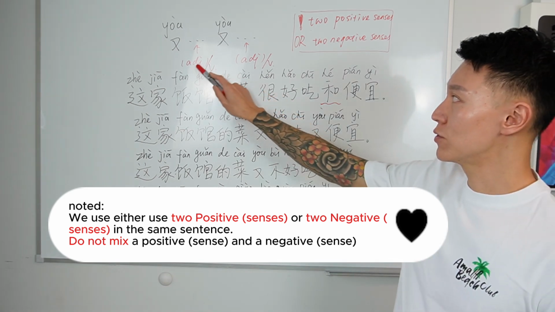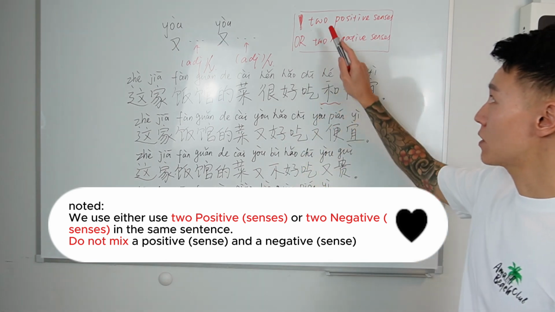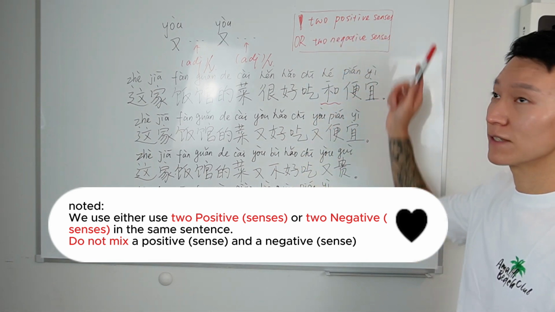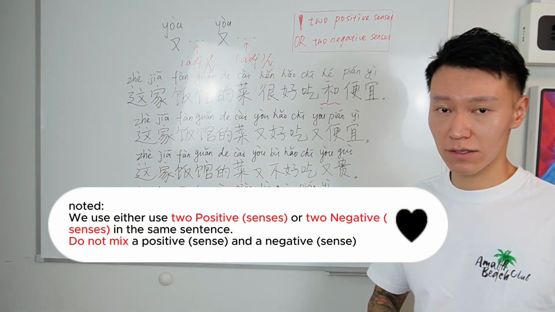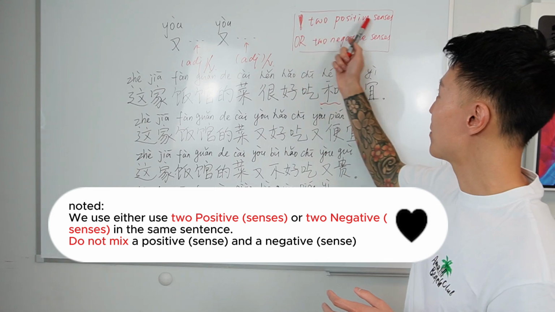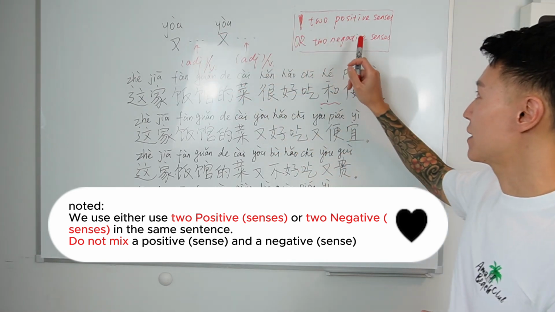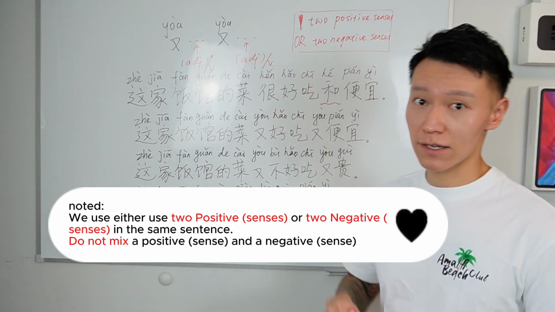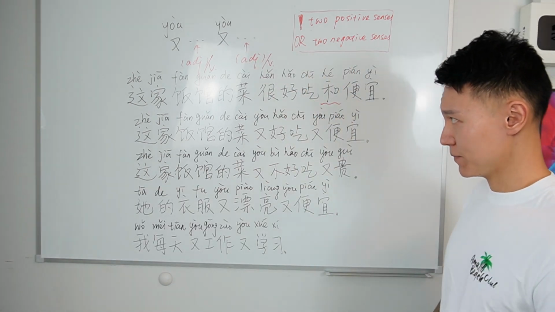Alright? So here, just one thing to be careful. If you use two adjectives after these two 又, we need to talk about two positive senses or two negative senses. We never mix them. You cannot put a positive adjective after the first 又 and then a negative one after the second 又. It doesn't work in that way. So now let's look at those sentences.